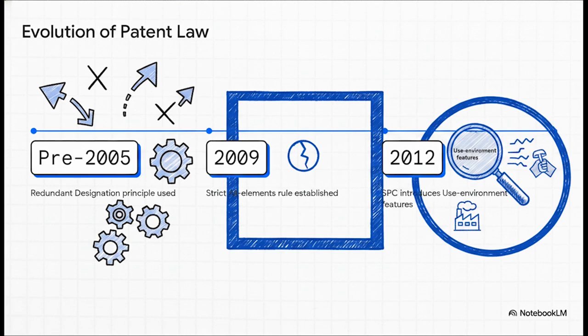Looking at the evolution of Chinese patent law gives us the perfect context here. You see, in the early days before 2005, patent applicants lacked drafting experience, so they often included unnecessary extra features in their claims. To help them out, courts used something called the redundant designation principle. Basically, they just ignored extra, non-essential features when deciding infringement. But, as you can imagine, this created way too much uncertainty. So in 2009, the Supreme People's Court established a very strict standard. But this strictness accidentally created a massive loophole. And that loophole forced the court to introduce our main topic today in 2012, the use environment feature.